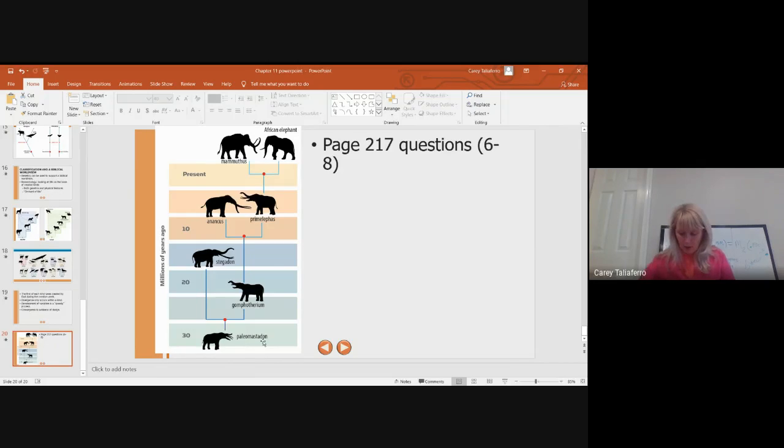Okay, now look right here. Let's follow the branches. So when you leave Paleomastodon, there are 2 ways you can go. You can go right or you can go left. But if you go left, it stops. There are no more branches here. So this does not go on to become an elephant. There's nowhere else for it to go.